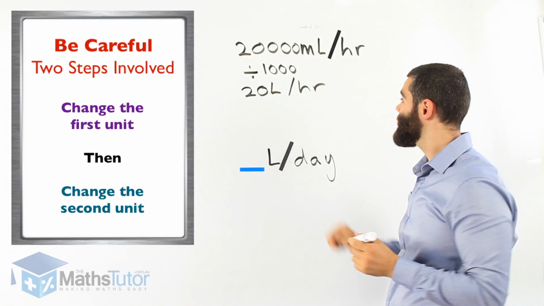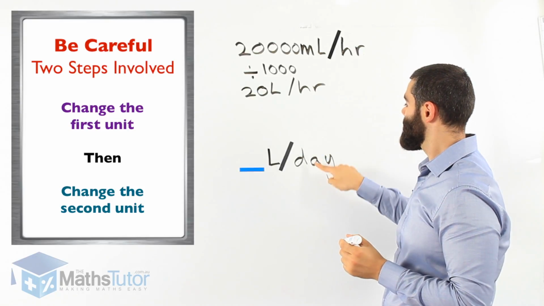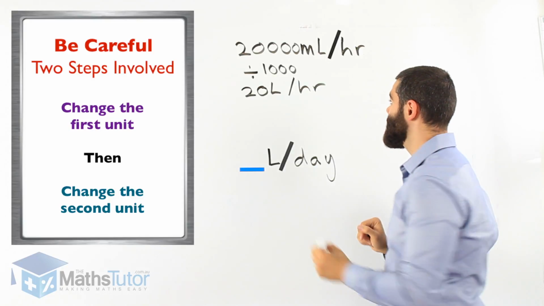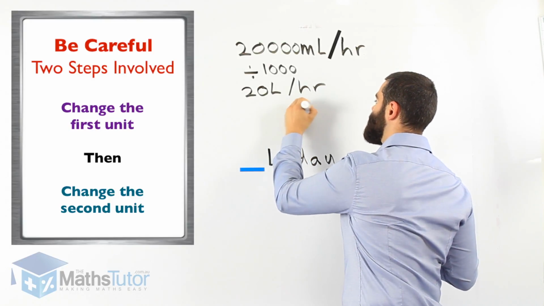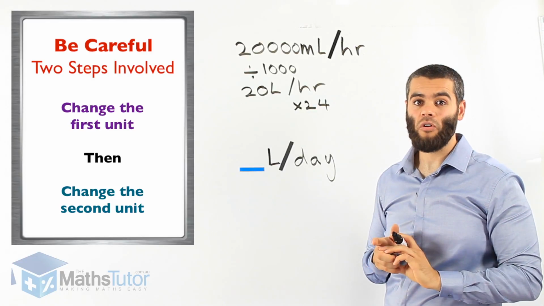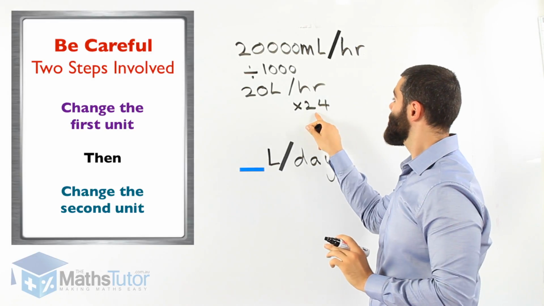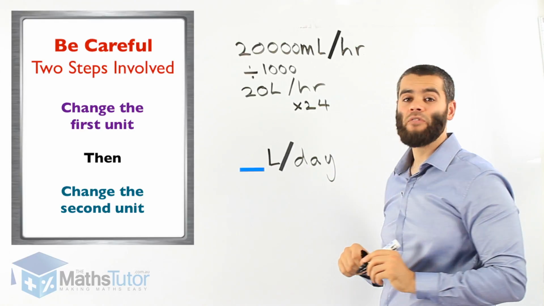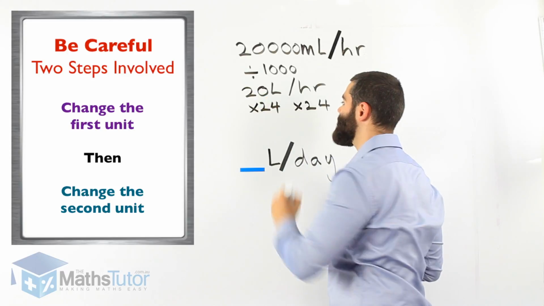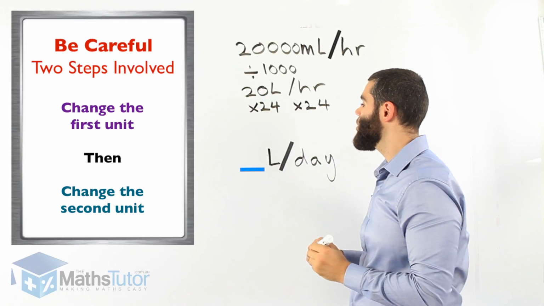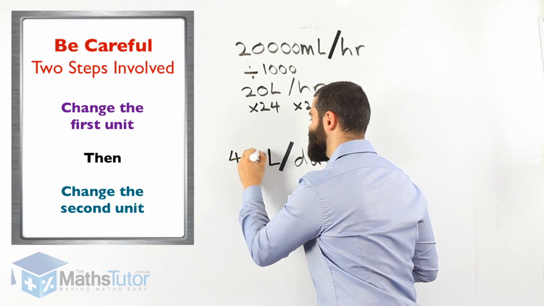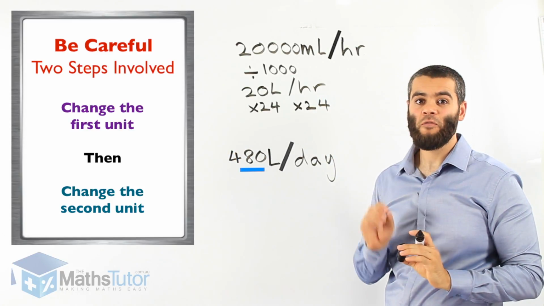Now we're going from hours to days. We know we're going to multiply by 24. Times 24, you're going to get a day. There are 24 hours in a day. We multiply here by 24 as well. 24 times 20, 480 liters a day. Very important.